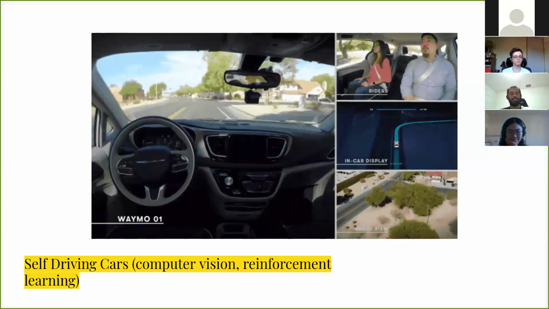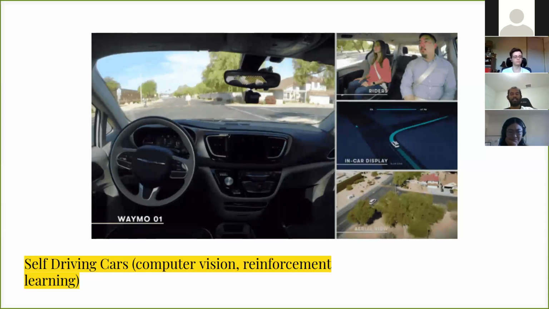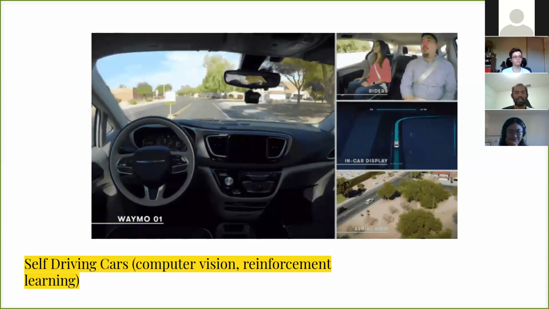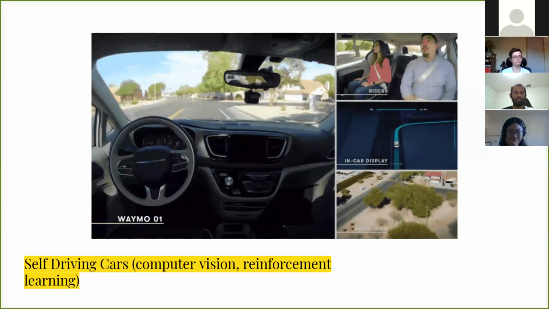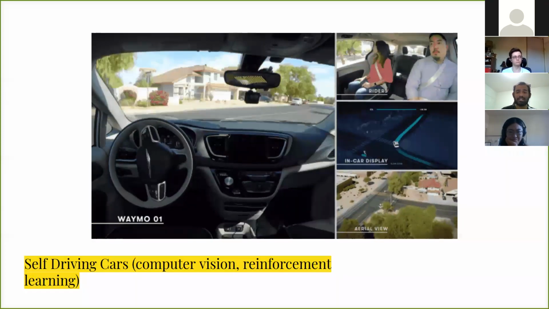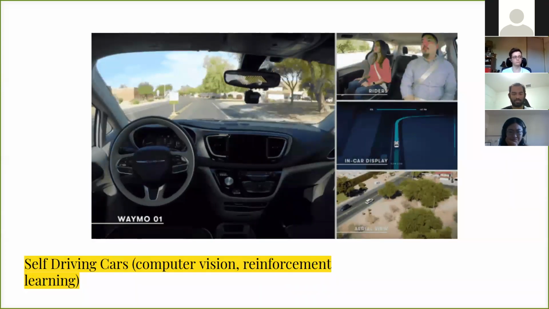For example, when you see a person standing in front of a moving car, the computer vision takes the image and analyzes the person, while the reinforcement learning makes the decision of stopping the car. This is how self-driving cars are approached.